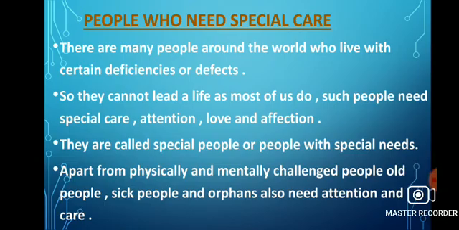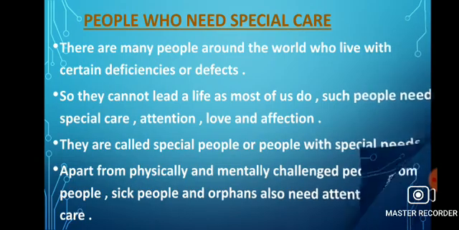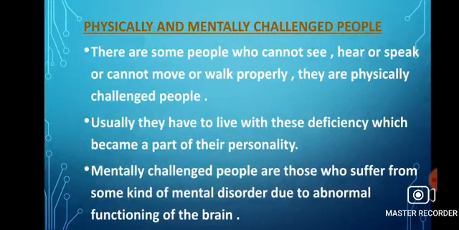Now, the next topic of the chapter is physically and mentally challenged people. There are some people who cannot see, hear, or speak, or cannot move or walk properly. They are physically challenged people. Usually, they have to live with these deficiencies which became a part of their personality. Children, there are some people who are unable to use some part of their body or one of their sense organs in the same way as others do.